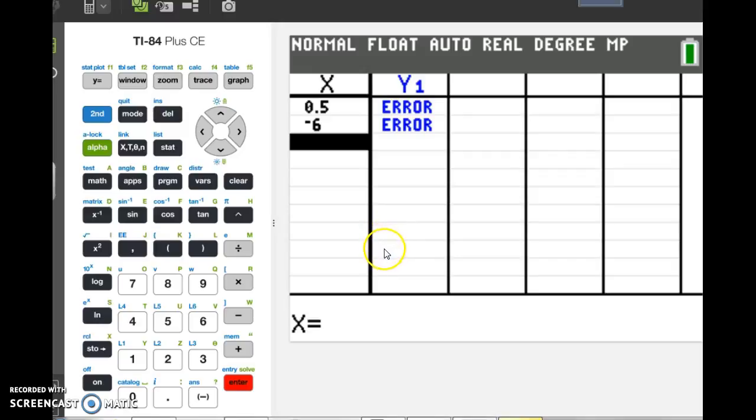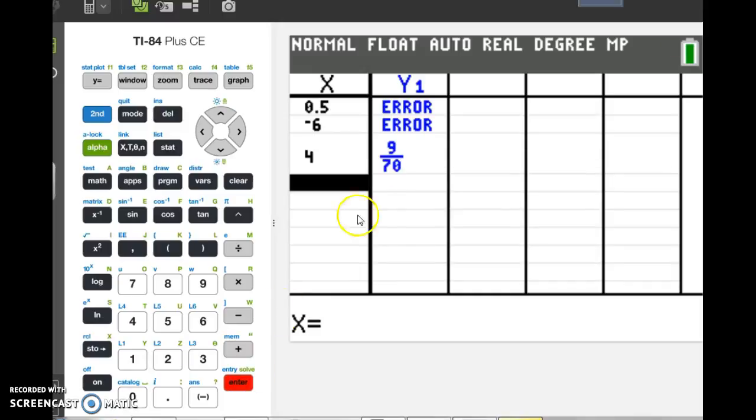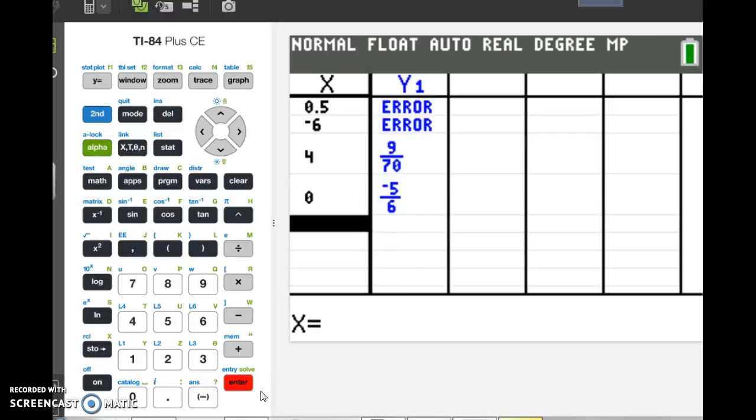Any other number that I put in, say I put in 4, for example, that'll come out to be a fraction. That's a rational number. You can do that. You can use 0. That works. Remember, the numerator would be negative 5. You can have a value 0. That's perfectly fine. It's just when the denominator is 0 that this doesn't work.